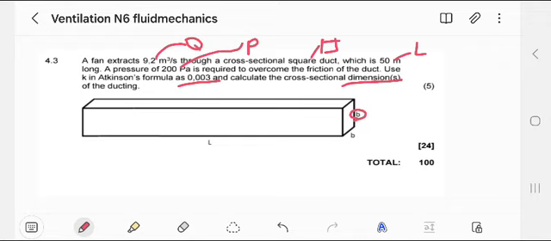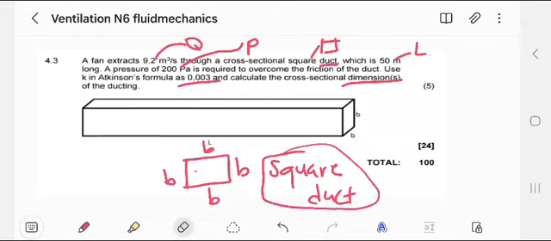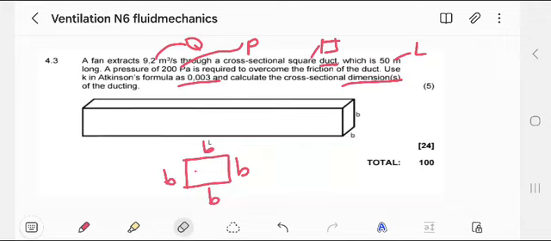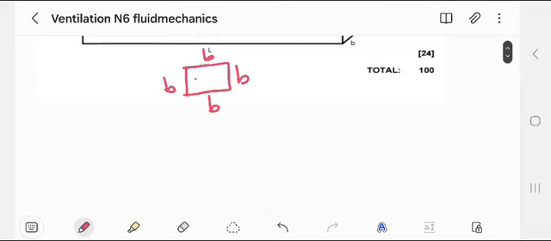They say the duct is a square duct. That means if we can find B, we'll have B throughout, because it's a square. It's a square duct, isn't it?